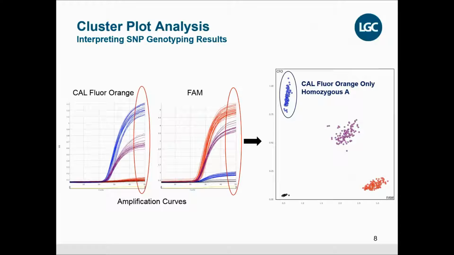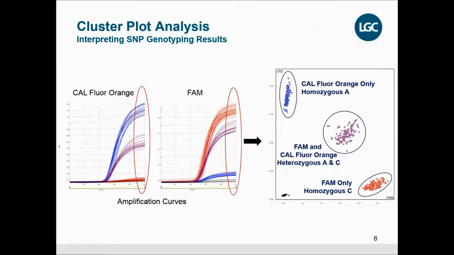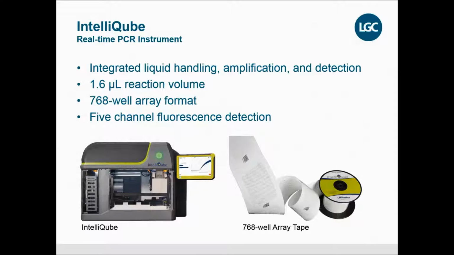So we can use these plots to score our data. And so in the example here, I've highlighted the blue clusters. So these would be samples or individuals that had generated only CAL Fluor Orange signal, and therefore they are homozygous for the A allele. The middle cluster, or the purple dots, generated FAM and CAL Fluor Orange signal, and therefore are heterozygous, so they contain both the A and C allele. And finally, the ones that are the red dots here have only the FAM signal and are homozygous for the C allele.